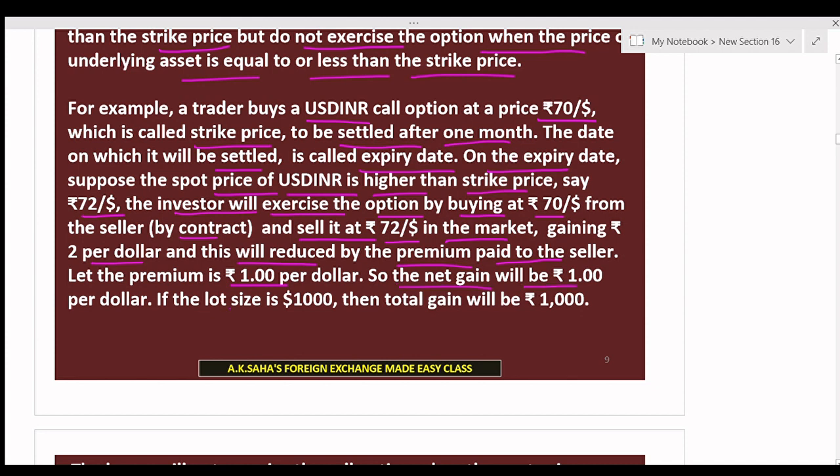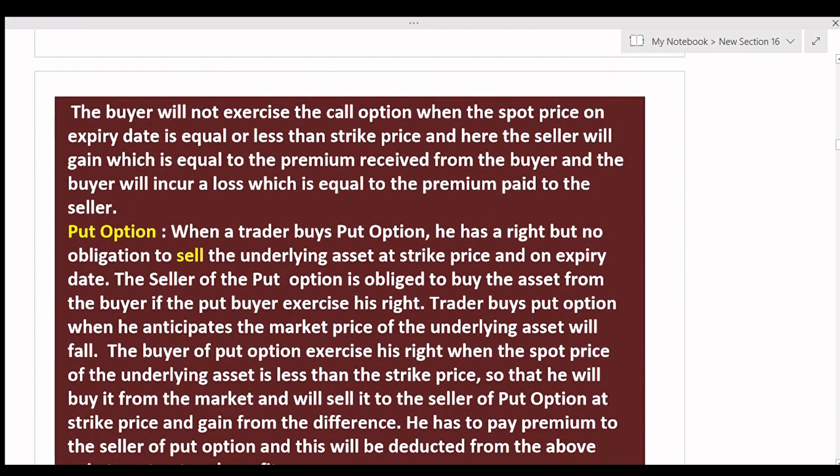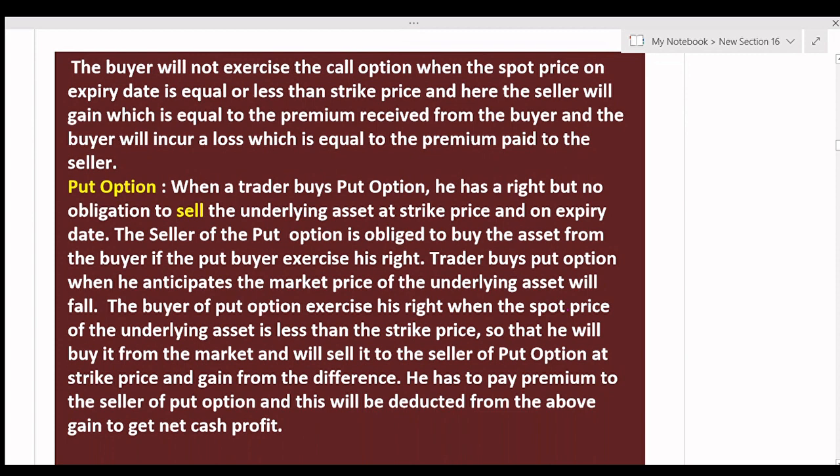If the lot size is $1,000, then the total gain will be rupees 1,000. The buyer will not exercise the call option when the spot price on expiry date is equal to or less than the strike price, and here the seller will gain, which is equal to the premium received from the buyer, and the buyer will incur a loss which is equal to the premium paid to the seller.